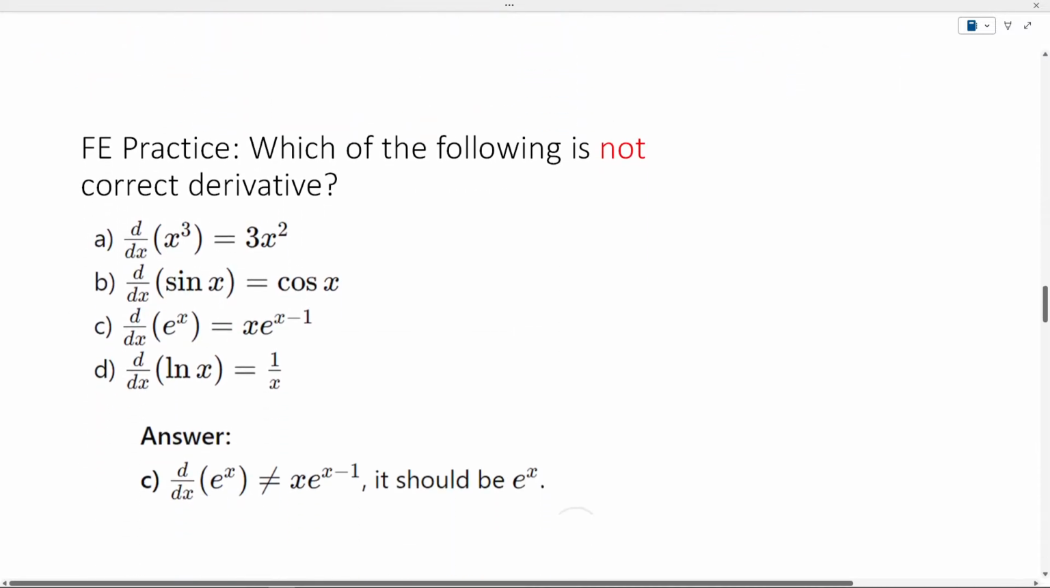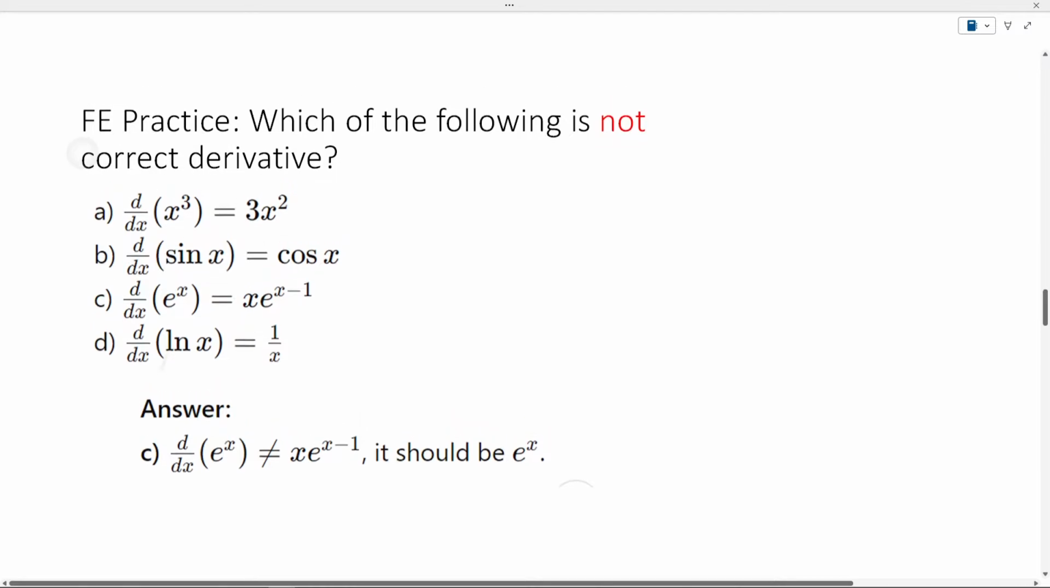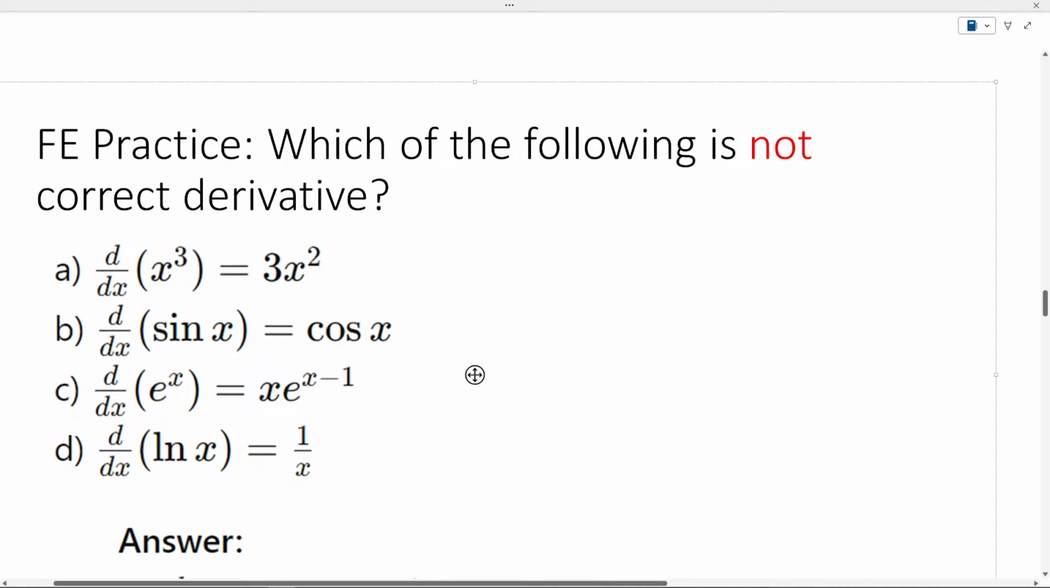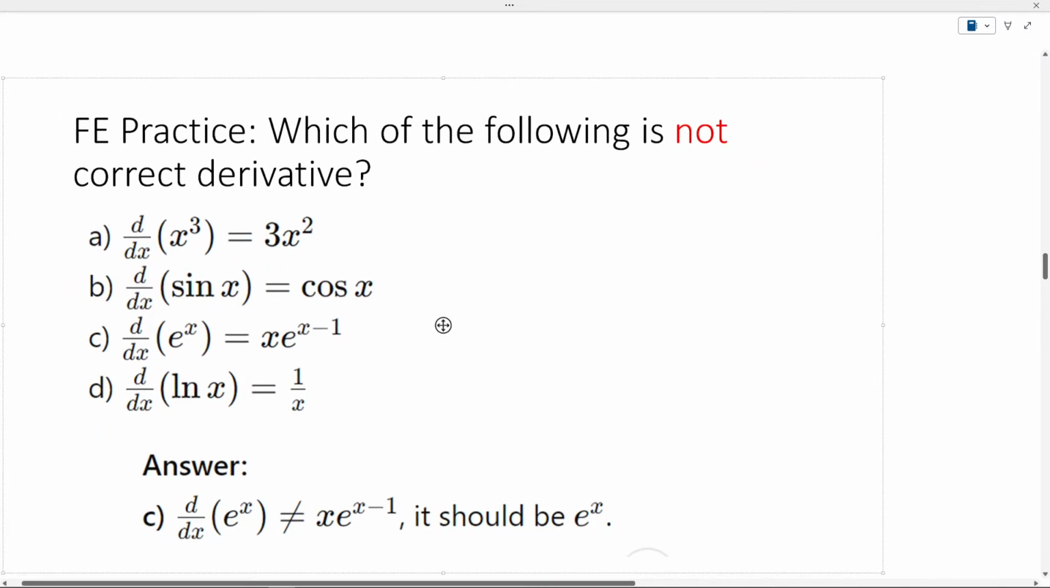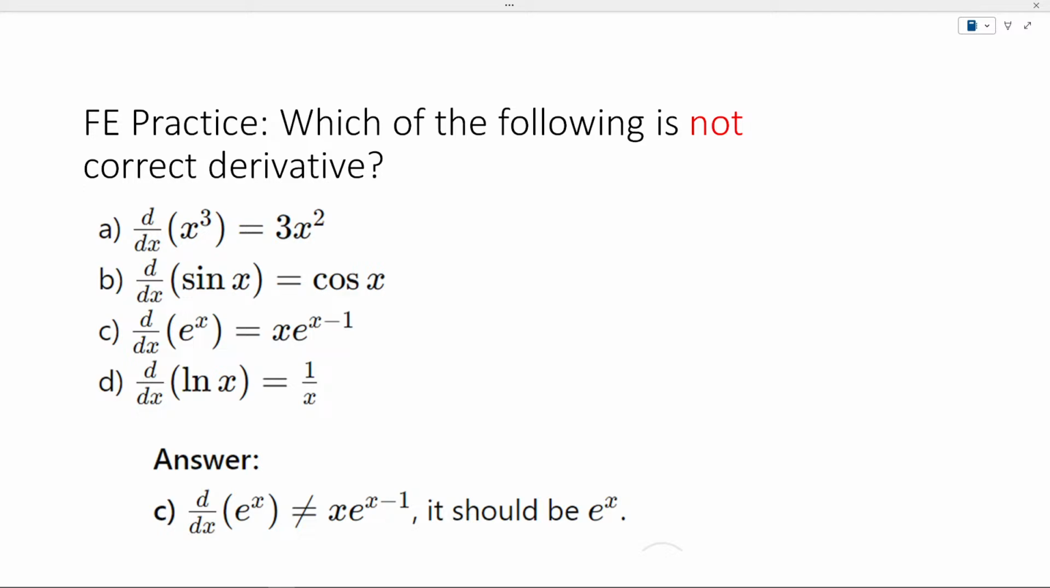Let's move on. Do I have something more here? Again, which of the following is not the correct answer? It doesn't matter if we look at the answer because we are solving them anyway. This guy, I know this guy. By now you should be familiar with something like this. You bring the power here, that's 3x to the power 2.